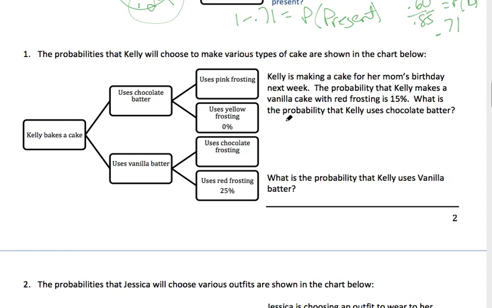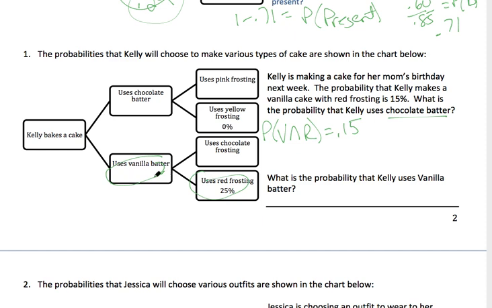The probability that Kelly makes a vanilla cake with red frosting is 15%. So the probability she makes a vanilla cake with red frosting is 15%. What is the probability that Kelly uses chocolate batter? Okay, so we're right here, this one and this one. So now, what is the probability that she uses chocolate batter?